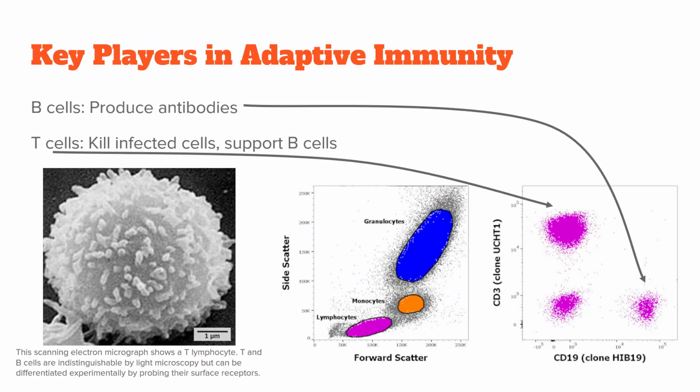The stars of the adaptive system are B cells and T cells, which are two types of lymphocytes. B cells specialize in producing antibodies, while T cells have multiple jobs. Helper T cells act like field commanders, activating other cells, and cytotoxic T cells are the soldiers that directly kill infected cells. Although T and B cells look the same under a microscope, their surface receptors distinguish their roles.